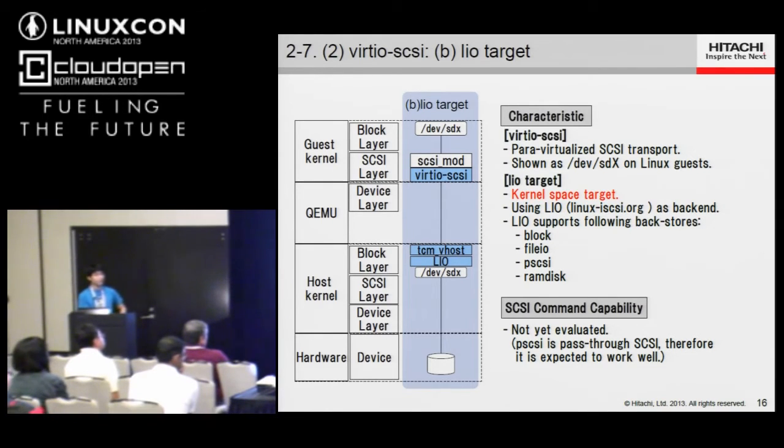As for SCSI command capability, I'm sorry, I haven't evaluated enough yet, but as far as I tested, by attaching as block, an emulated result returns to the guest. So SCSI command does not reach storage with block. pscsi is pass-through SCSI, therefore it is expected to work well, but I haven't created the configuration with pscsi, so I haven't tested it yet. If anyone has information about it, please share it with me.